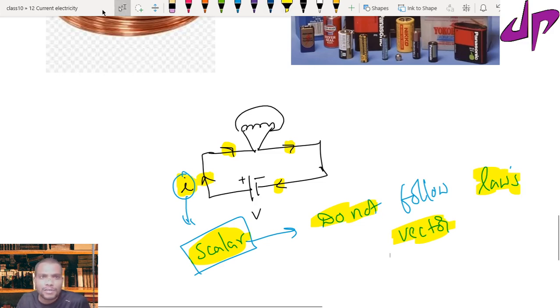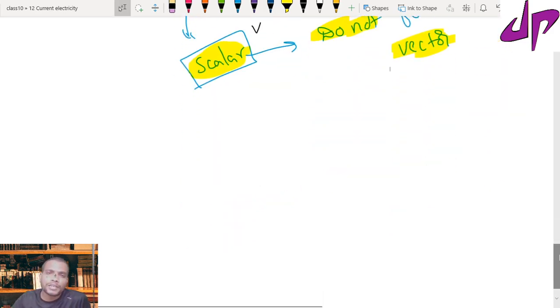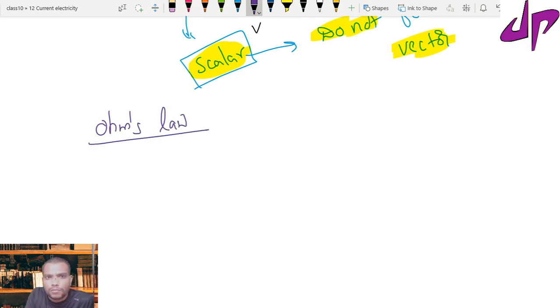So in today's class I would like to give an introduction to the relation between current and voltage, which is in terms of Ohm's law. So Ohm's law says the current flowing through a conductor is directly proportional to the potential difference applied across it.